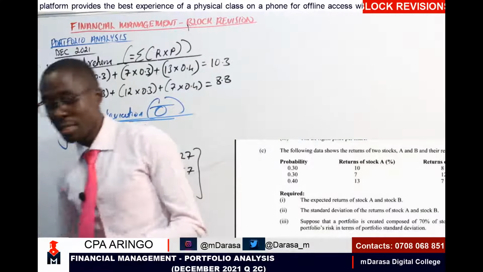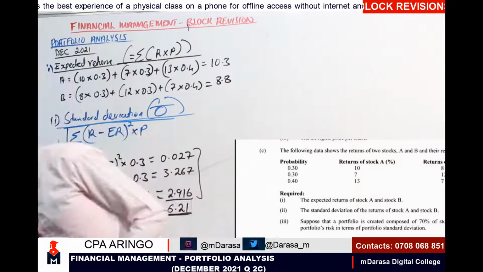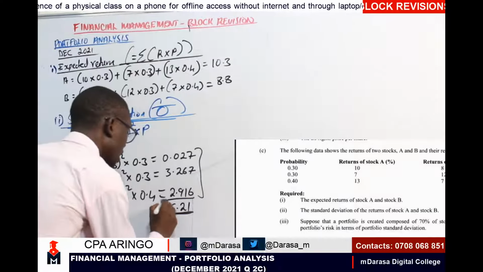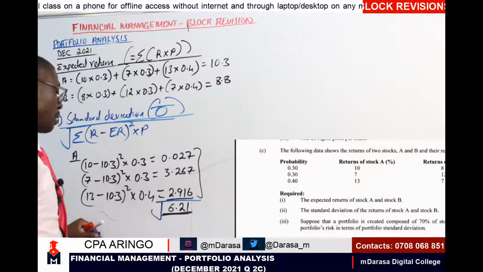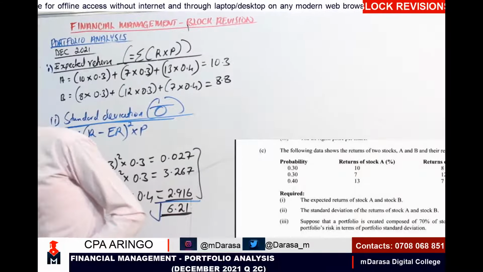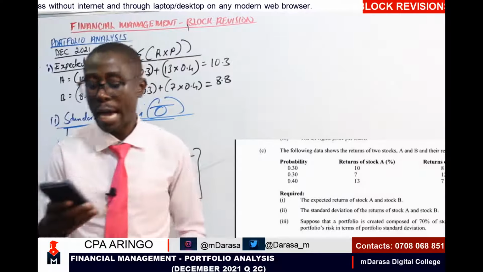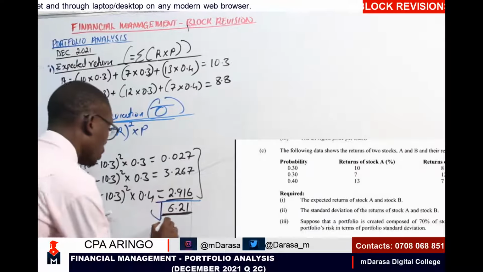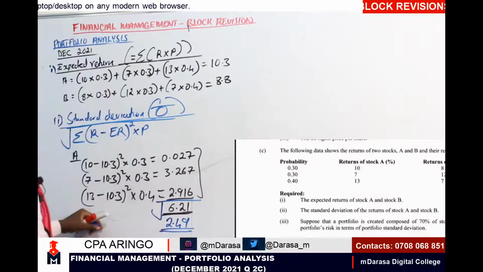So how will we determine our standard deviation, my good students? That will be simple. We just take the square root of our variance. We determine the square root of 6.21, which in that case Mwalimu is getting a figure of 2.49. That is for A.